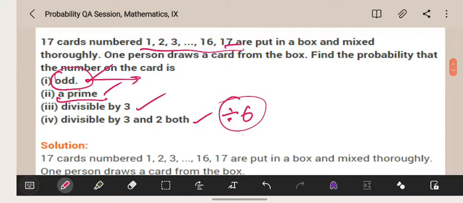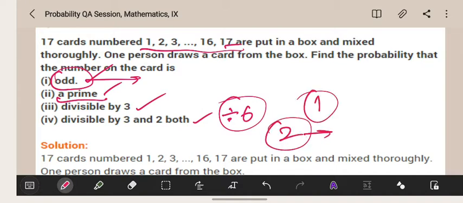I hope you all know what a prime number is. Let me repeat the definition again. A prime number is that number which has only two factors, the number 1 and the number itself. For example, 2 is a prime number, that is also an even number. So 2 has only two factors, that is 1 and the number 2 itself. Similarly, 3, 1 and 3 itself.